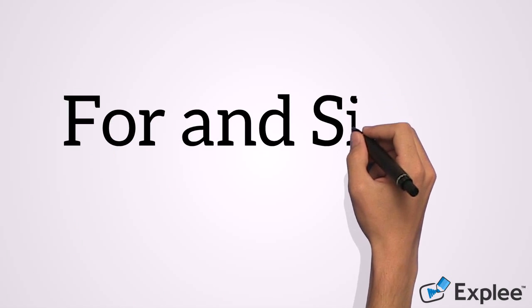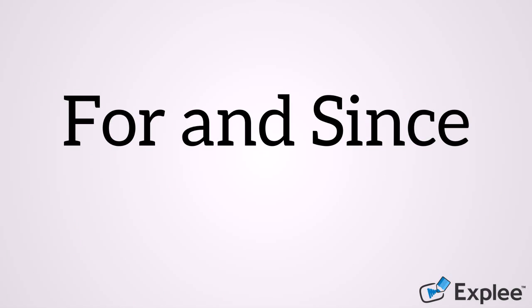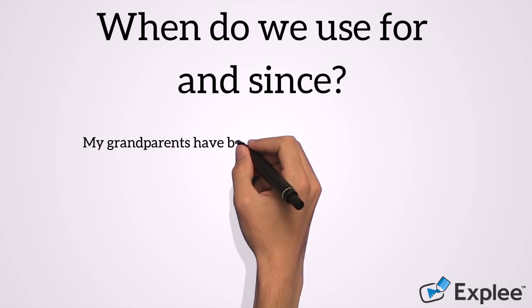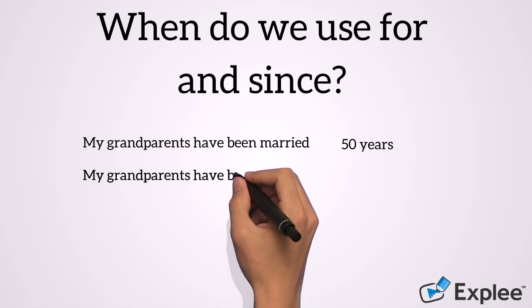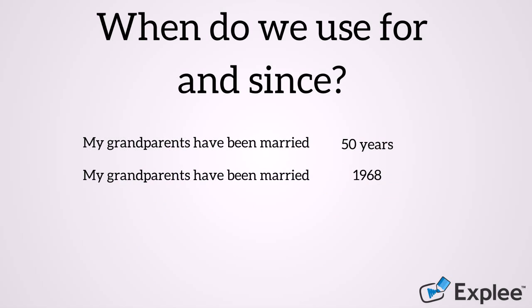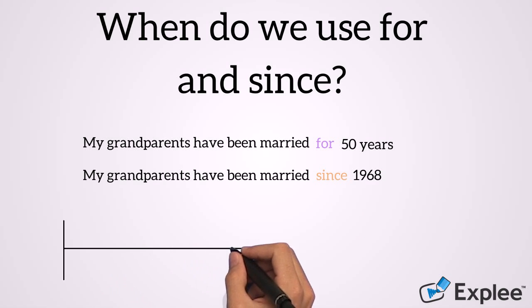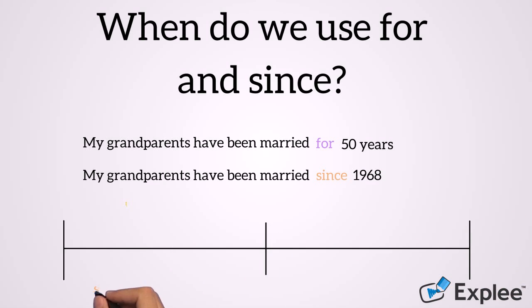Now we're going to look at for and since. Look at the two sentences. When do we use for and when do we use since? My grandparents have been married for 50 years. My grandparents have been married since 1968. We use since with a point in time, for example, a day, a month or a year. We use for with a length of time, for example, the total number of days, months or years.